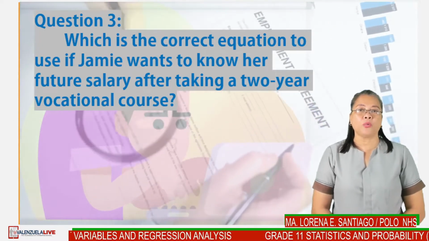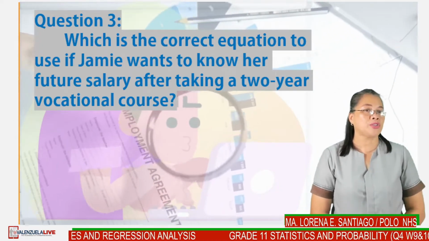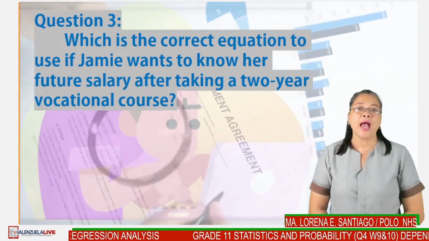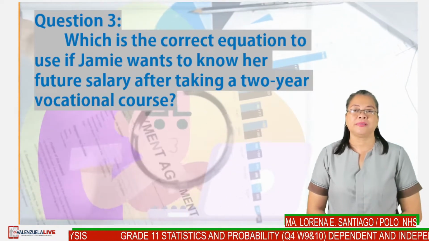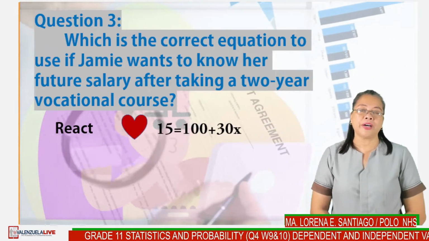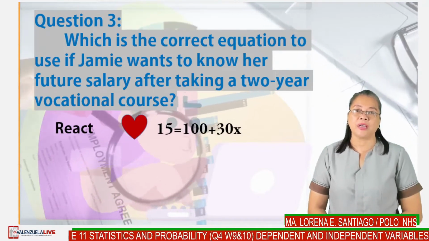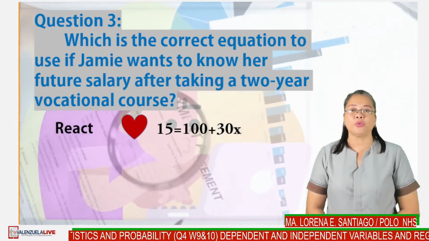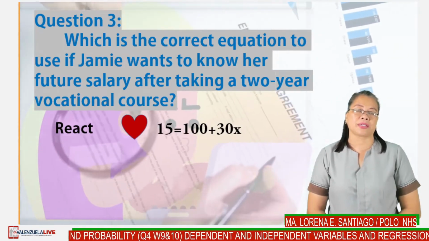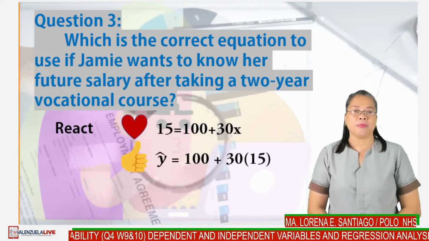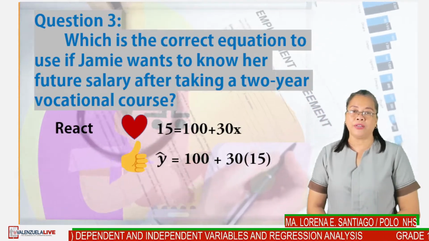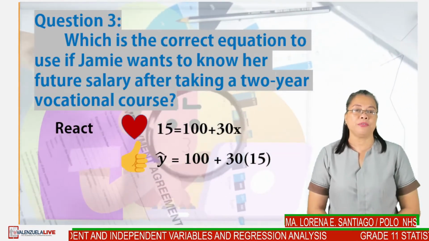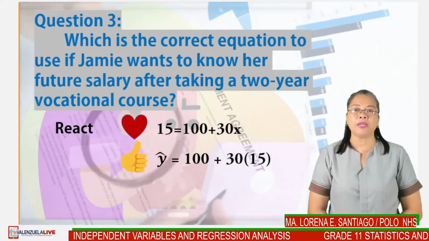Which is the correct equation to use if Jamie wants to know her future salary after taking a 2-year vocational course? Kindly react heart if the equation is 15 equal to 100 plus 30x, or a thumbs up if it's y hat equal to 100 plus 30 times 15. Timer begins now.